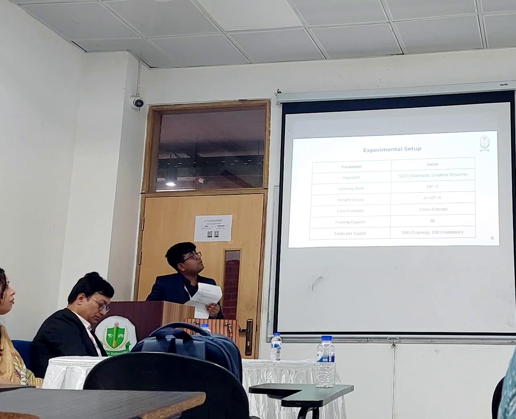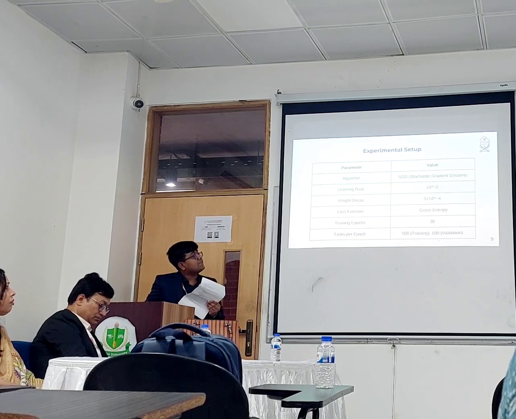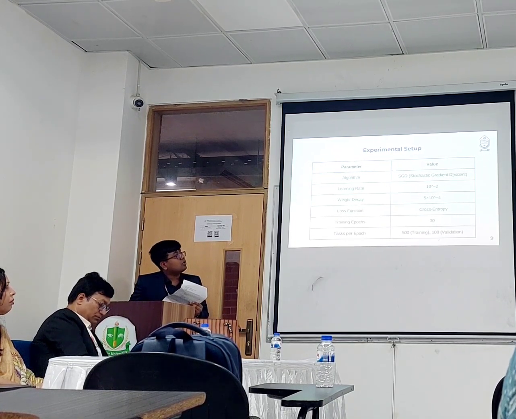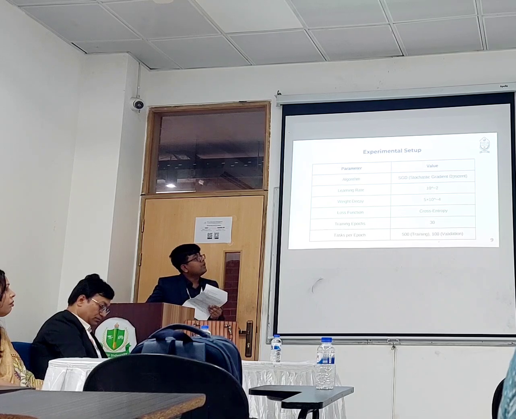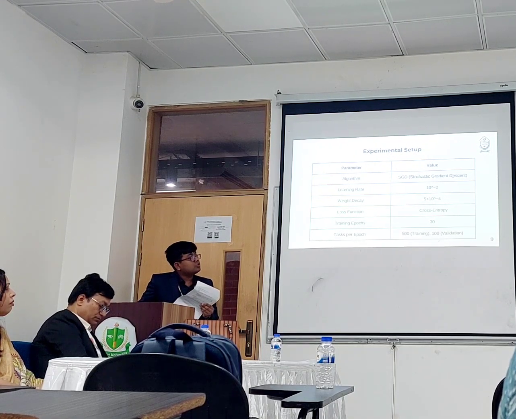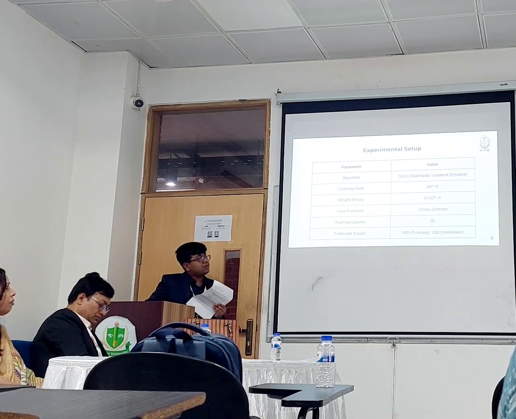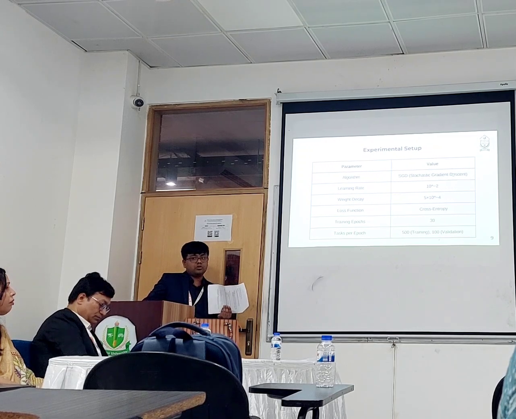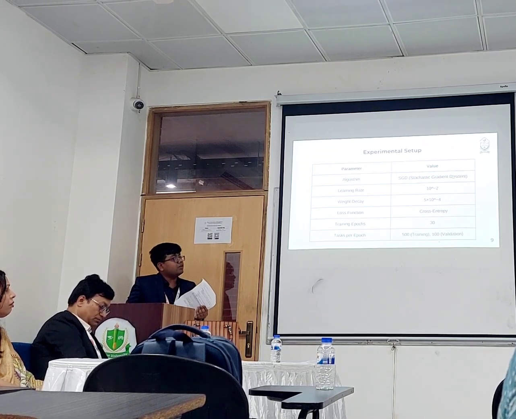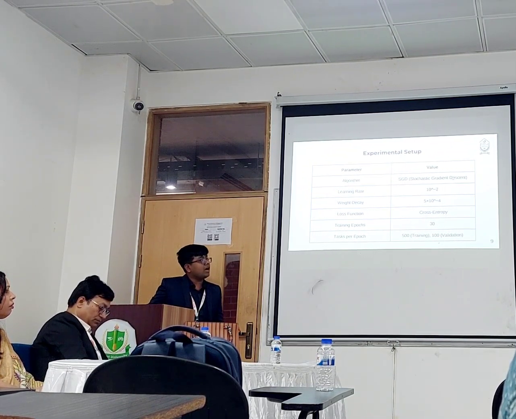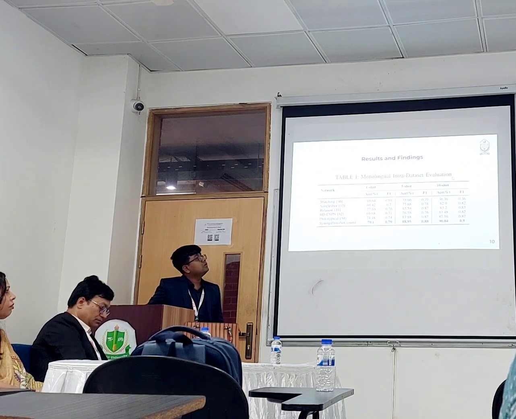Here is the experimental setup. We use the SGD method, that is stochastic gradient descent. Our loss function was cross entropy, and the tasks per epoch, which is actually episodic training, were 500 tasks for training and 100 tasks for testing.